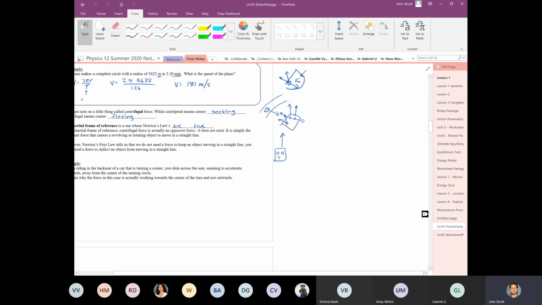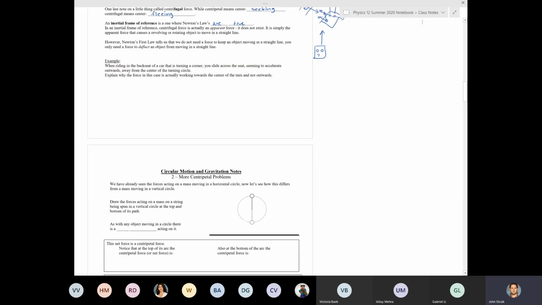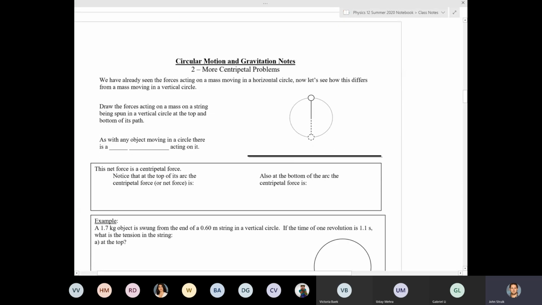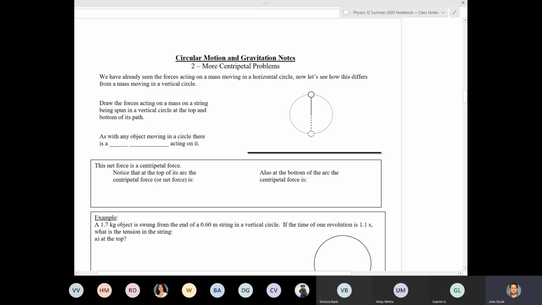So we kind of touched on some of this yesterday. Let's look at problems that are going in a vertical circle. Okay, so we have a mass on a string being spun in a vertical circle at the top and the bottom of its path, and we're going to draw the forces acting on it. Okay, so at the top of the path, you have the tension in the string and the FG going down. And then at the bottom of the path, you have the tension going up and the force of gravity going down.